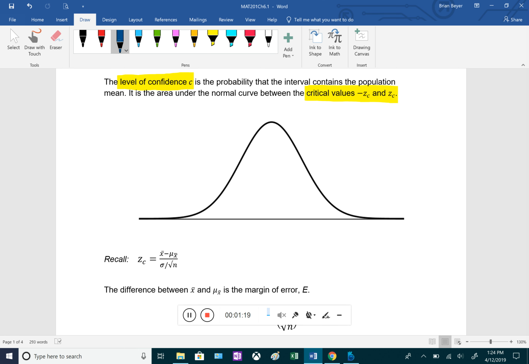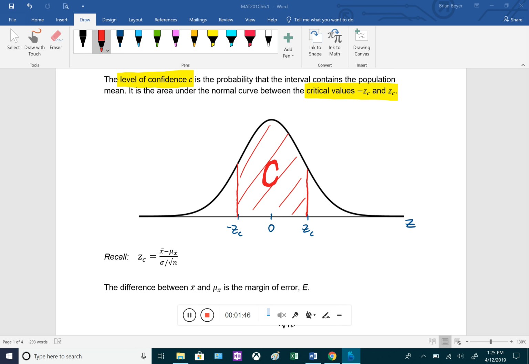So we could create a little graph down here. This is the standard normal curve, and we have our two critical values, negative z and positive z. They're the same number, but one's negative, one's positive. So this means that the area between them is going to equal that confidence level C. Okay, so this is the probability that this interval will contain the population mean, mu.